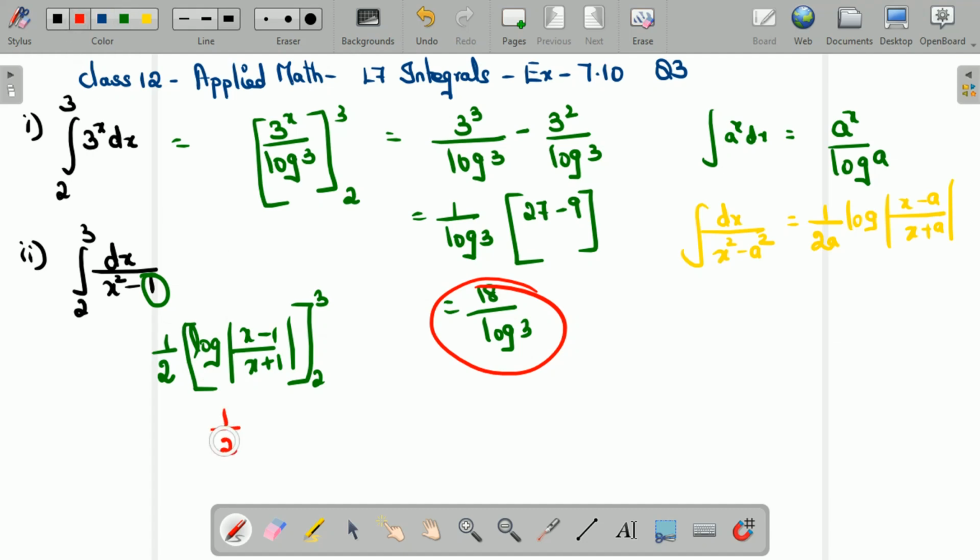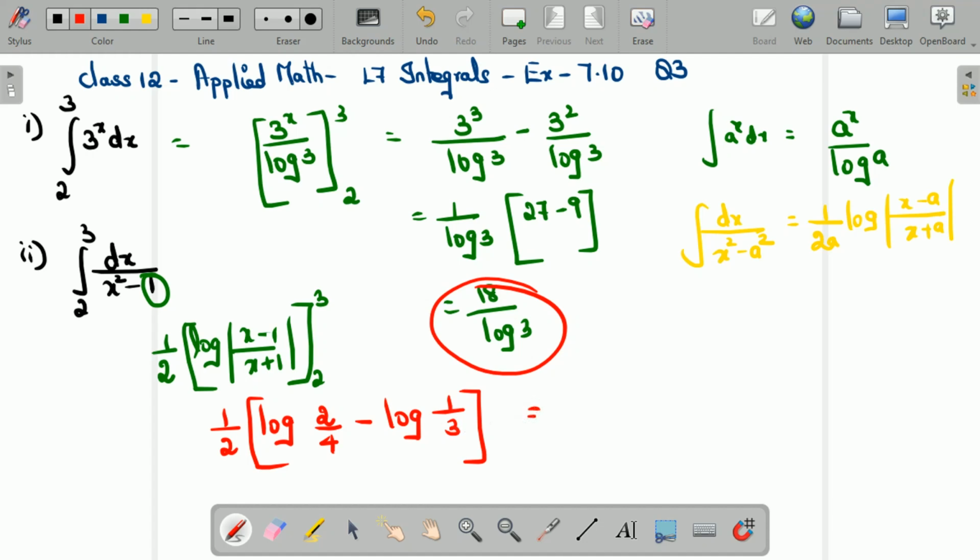So this is going to be 1 by 2 log of, the upper limit is 3, so 3 minus 1 is 2 divided by 3 plus 1 is 4. So this is half into log of 2 by 4, minus, let's substitute the lower limit. So this is going to be log of 2 minus 1 is 1 divided by 2 plus 1 is 3. So this is going to be log of 2 by 4 minus log of 1 by 3.